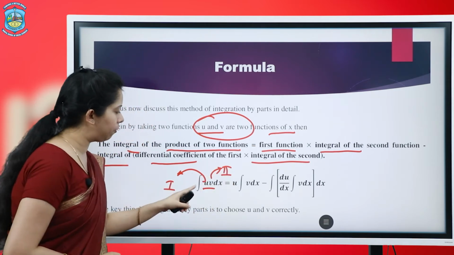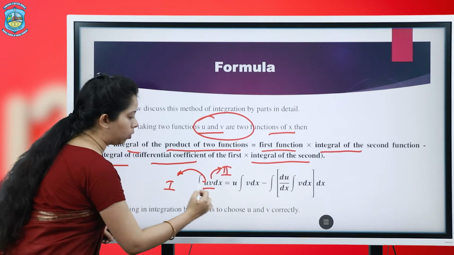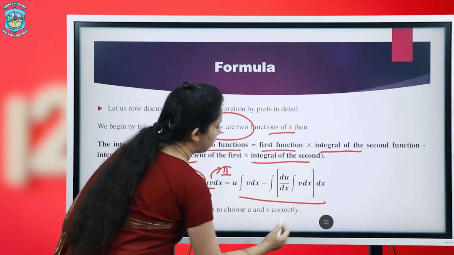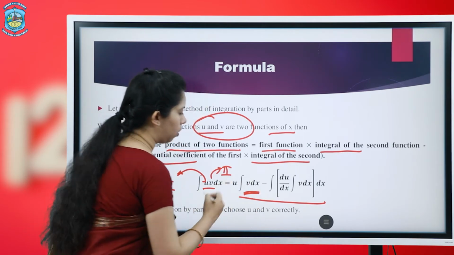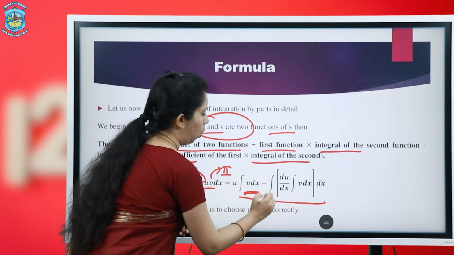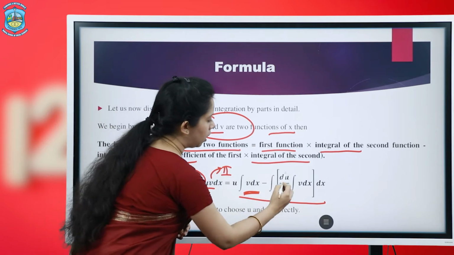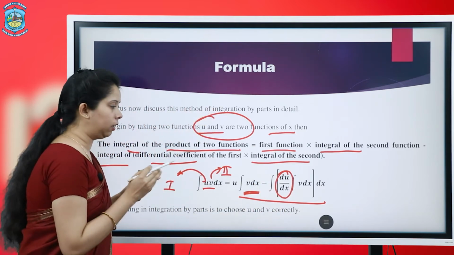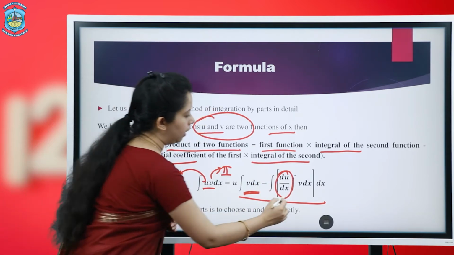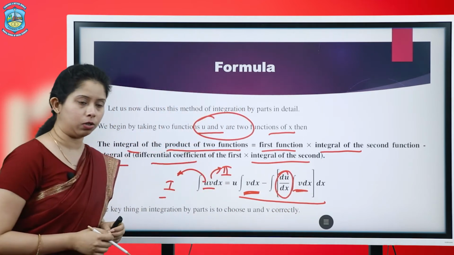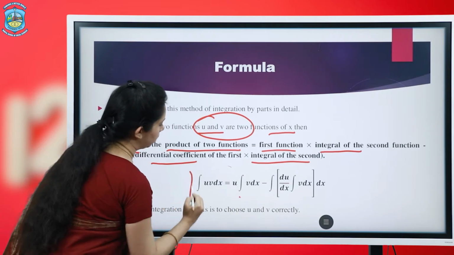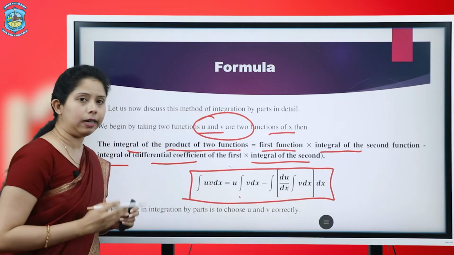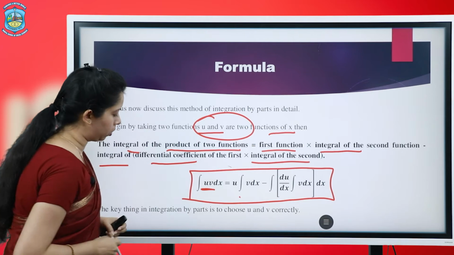So if I have to calculate the integral of the product of two functions, then it is given by the formula. The first function remains as it is. We integrate the second function, minus the integral of the differential coefficient of the first function times the integral of the second. Here the first function is u and we integrate the second function. So this is integration by parts, where we take the integral of the product of two functions.